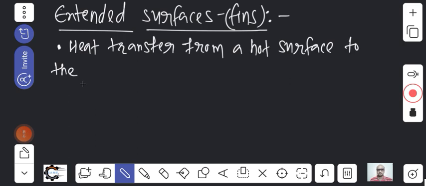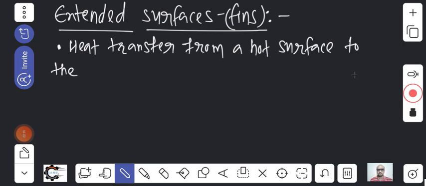You know where these fins are used? See, in the IC engine, on the surface of the cylinder, these fins are used in order to increase the surface area and the heat transfer. As surface area increases, the heat transfer will increase, right? That is where this is used. It's a fin. You can watch these fins.